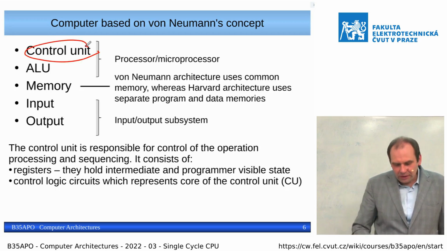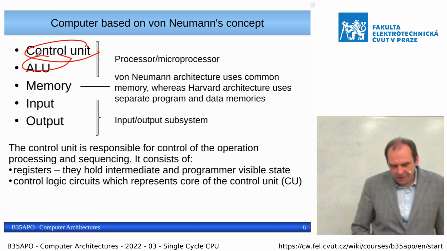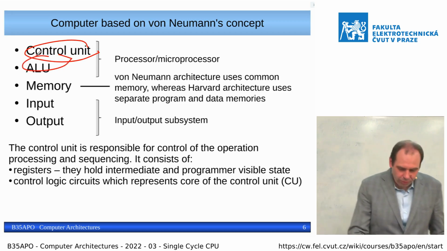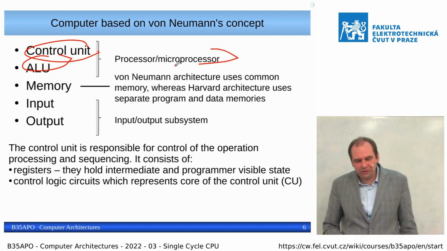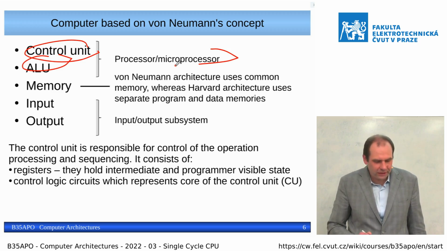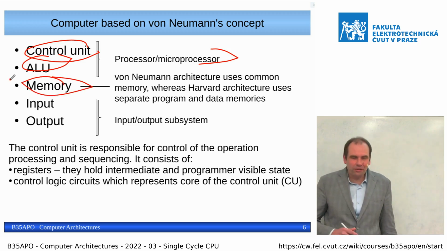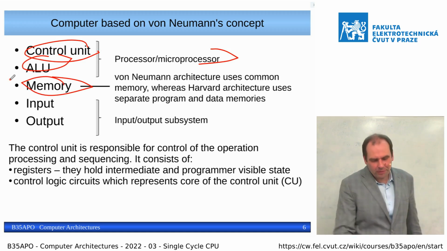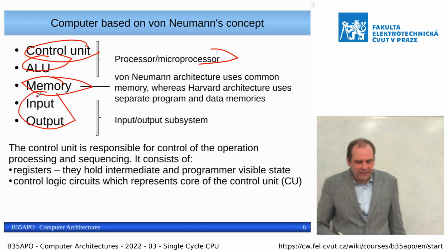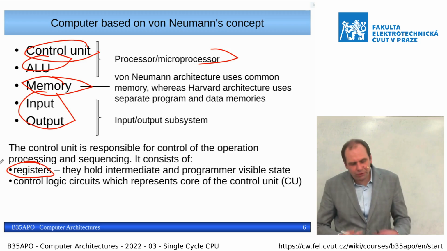The control unit, which controls what should be done with the data, and the arithmetic logic unit, together form the so-called processor. And the processor needs some area where to store temporary variables. We'll look at it later. Then we have the memory, which is relatively slow, but allows keeping a large amount of data, and input and output.